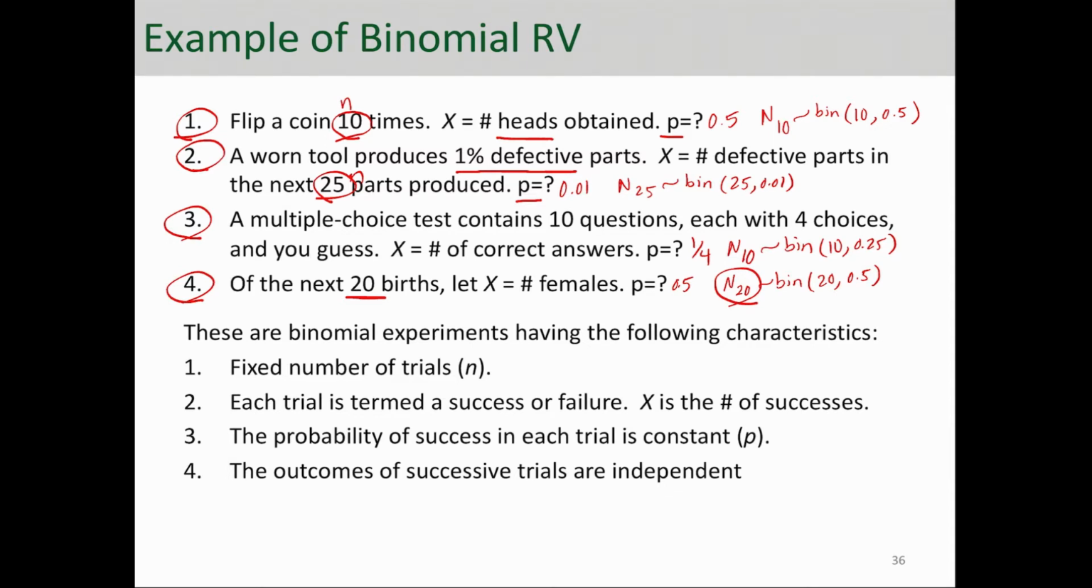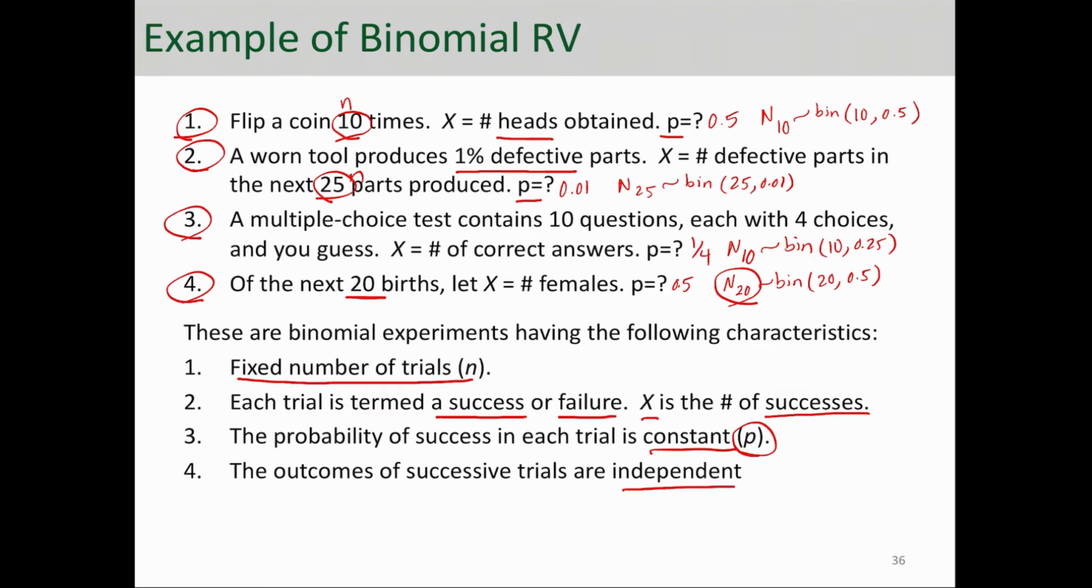So some of the key characteristics that you can realize in all of these examples is that we have a fixed number of trials. Each trial is termed as a success or failure, and X is the number of successes. Probability of success in each trial is constant. It doesn't change. So we've got the same p for each trial. And the outcomes of successive trials are independent. As long as these four conditions hold, we have a binomial random variable.